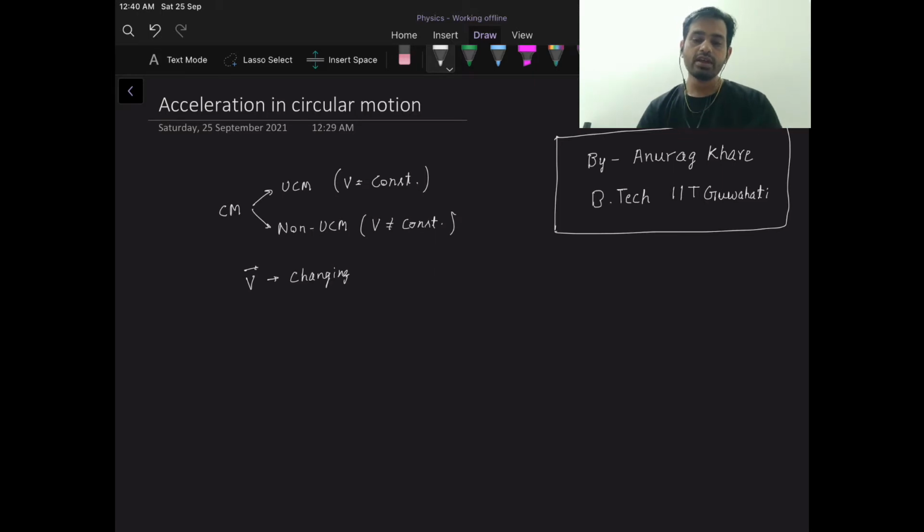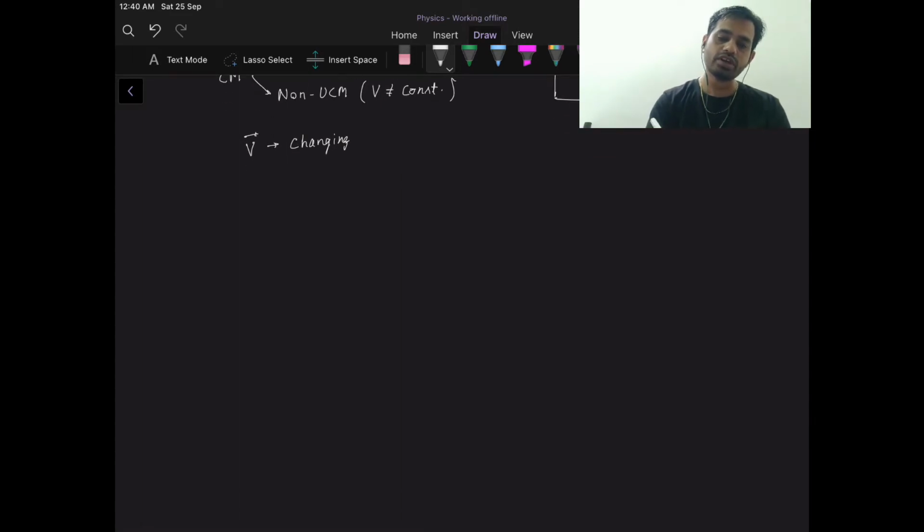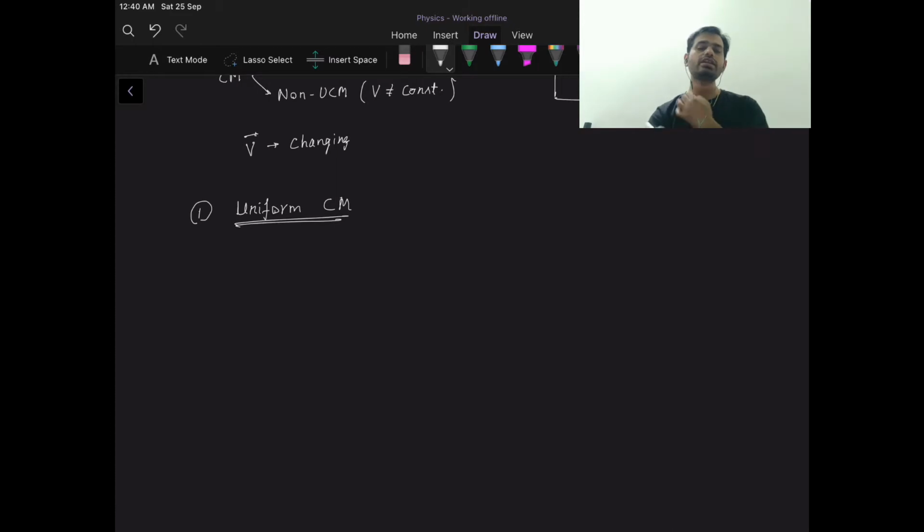So we will see the acceleration in case of both non-uniform circular motion as well as uniform circular motion, and we will see two methods of finding the acceleration. One method is the geometrical method, and another method will be the vector method. So first we will see uniform circular motion, that is, acceleration in uniform circular motion.